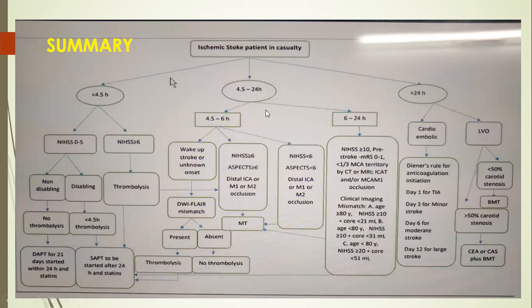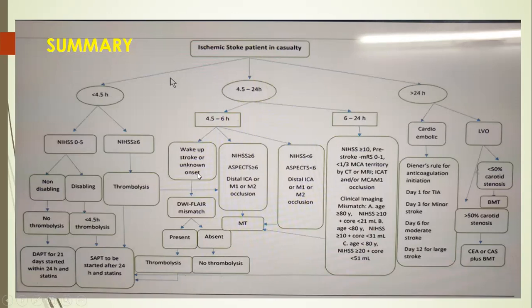Okay. If a patient comes within 4.5 hours to 24 hours, again you divide into less than 6 hours and 6 to 24 hours. In less than 6 hours, you see the criteria for mechanical thrombectomy. If NIHSS is more than 6 and ASPECTS is more than 6, you send the patient for mechanical thrombectomy without doing any perfusion scan studies. Okay.